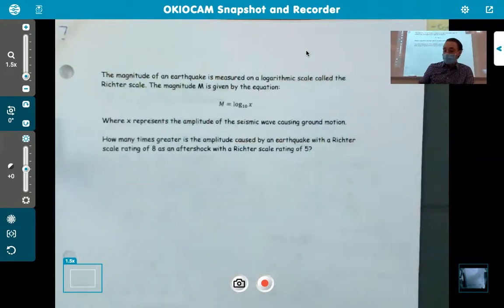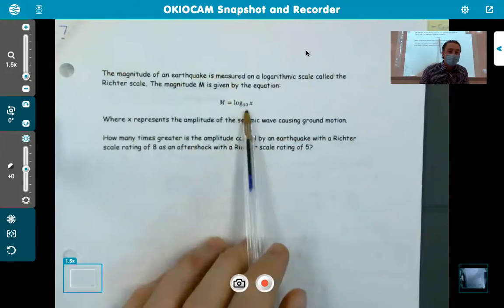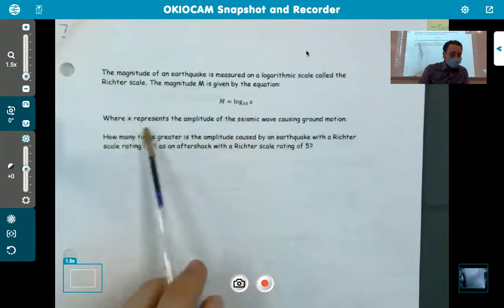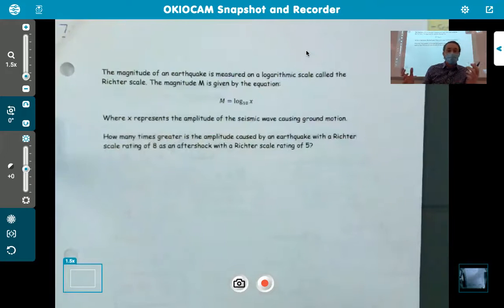So it says, excuse me, the magnitude of an earthquake is measured on a logarithmic scale, and it's called the Richter scale. This is actually a true thing, very real. The magnitude m of any earthquake is given by the equation m equals log base 10 of x, where x is the amplitude of the wave and its ground motion. All right. So this might be related to environmental science or something like that. If you wanted to pursue that, you might be dealing with logarithmic equations.